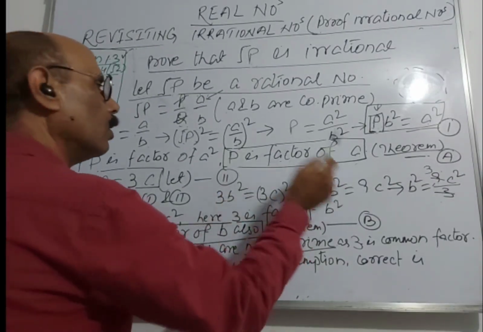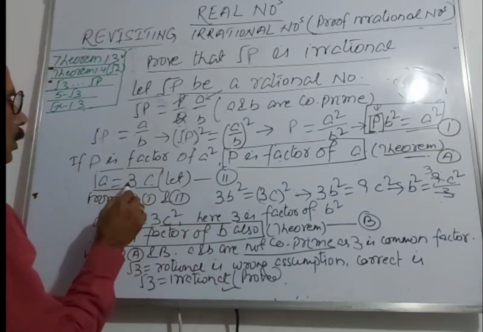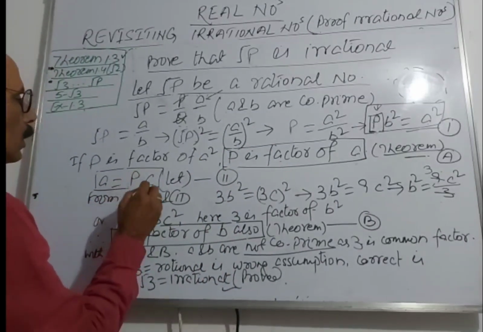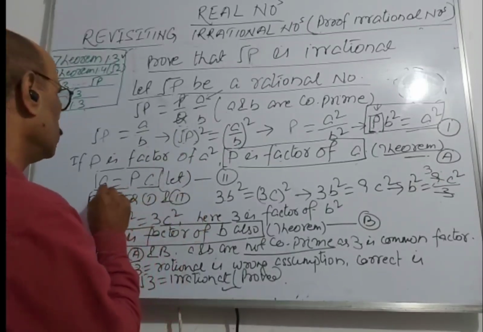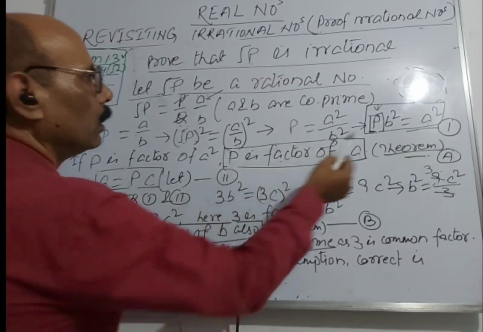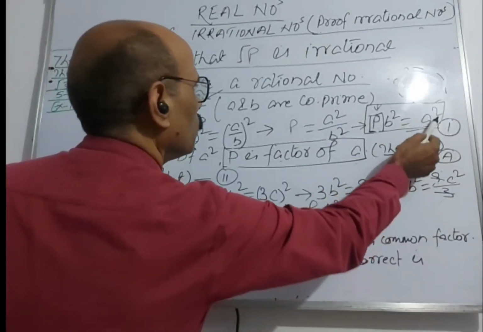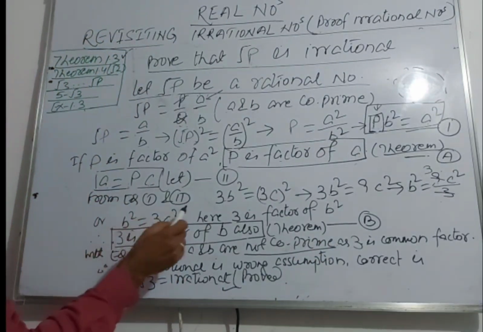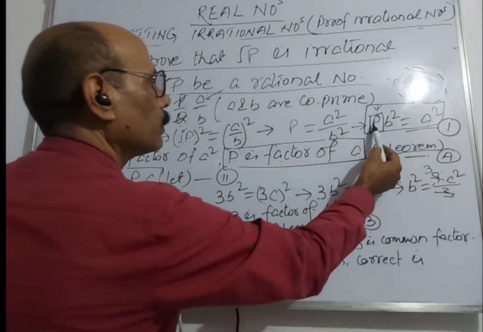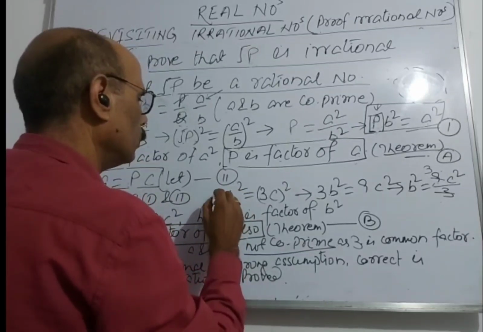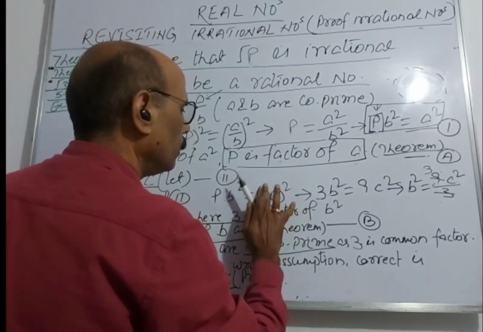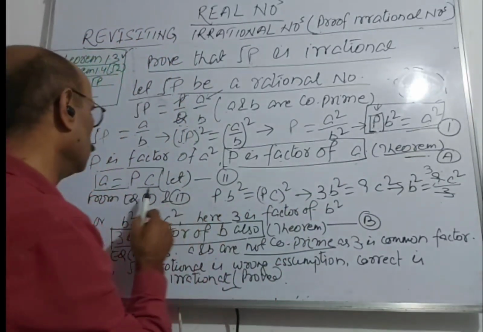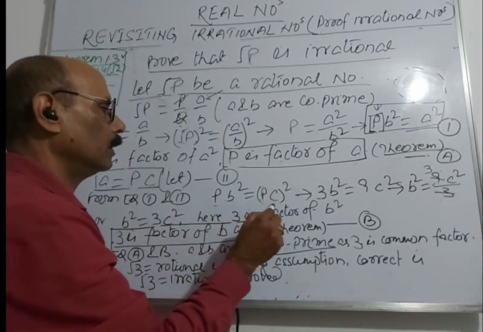Now if p is a factor of a, then certainly a is equal to p times some other number, let that number be c. So a equals pc. This is equation 2. Put this value a equals pc in equation 3, the one with b squared. In place of a, we will write pc. So p b squared is equal to, in place of a, pc.